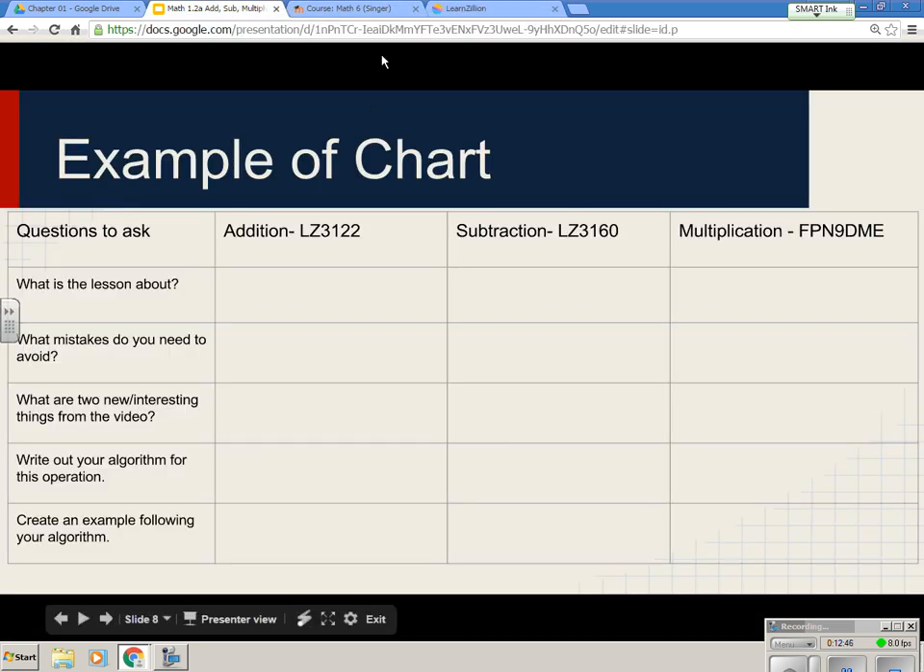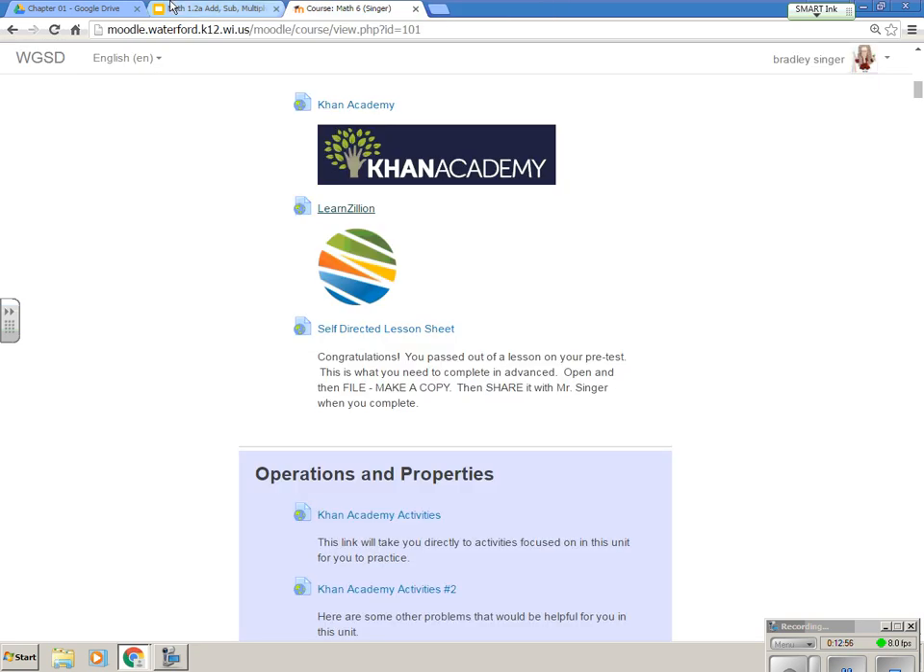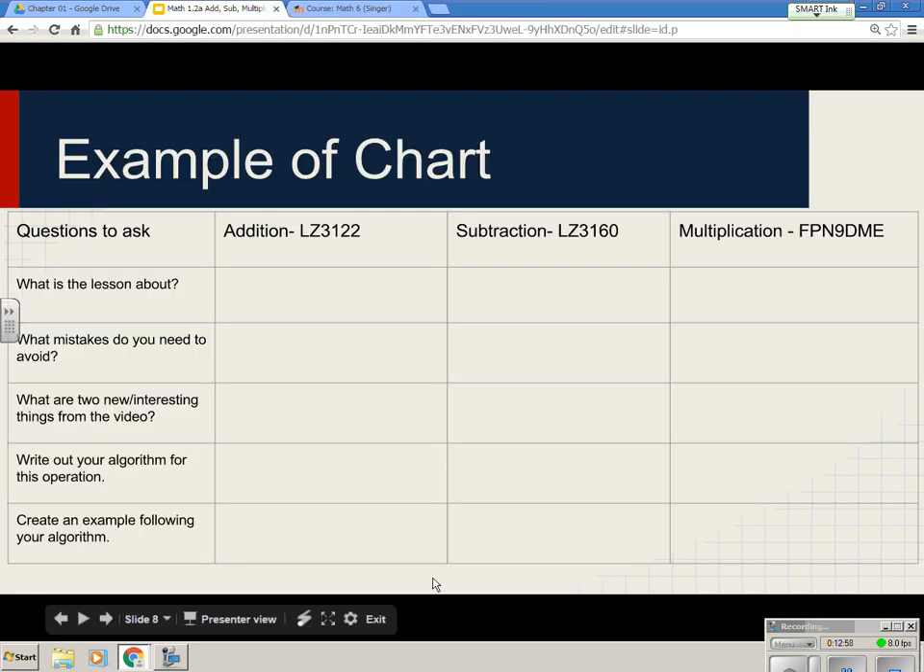When you're done then, you type in this code, you do subtraction, you do this code, you do multiplication, and you're done. Okay? So take your time going through these. Ask me if you have any questions as you work through them. And when you're done, you're going to come back to the video and we'll see what to do next.